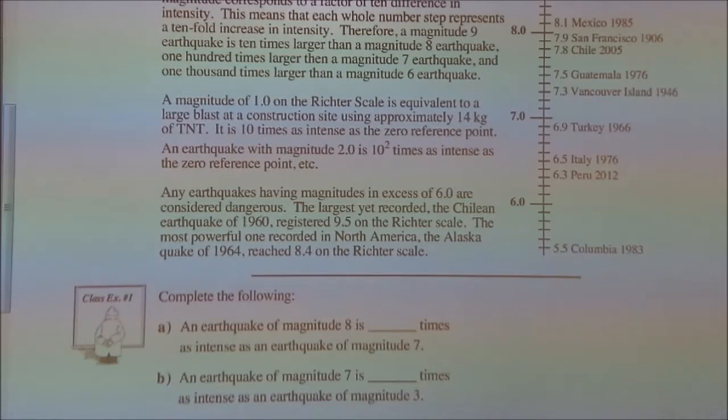The largest recorded at the printing of this book was a 9.5 in 1960 in Chile. In North America, the largest one was 8.4 in 1964. But there are getting to be more powerful earthquakes as the earth continues to shift. And the bad part is when an earthquake hits a populated area because of all of the structures that collapse. That was a problem that happened in Mexico a month ago, the buildings that collapsed due to the earthquake.